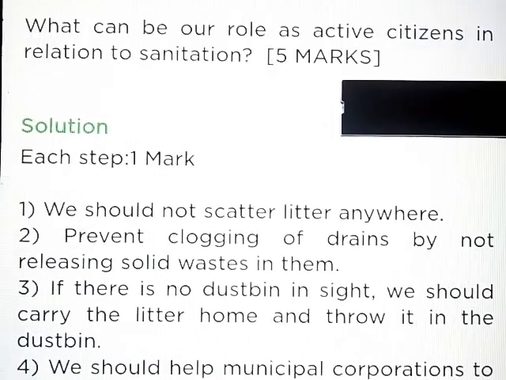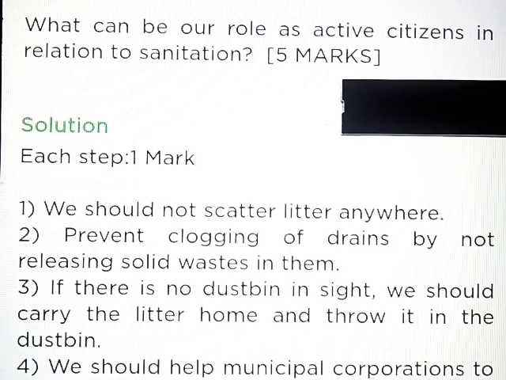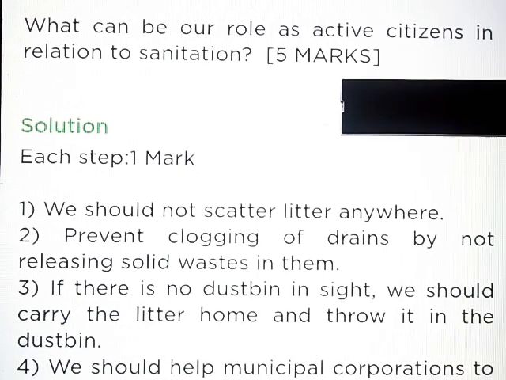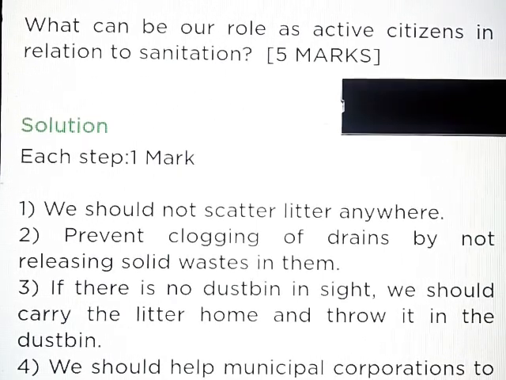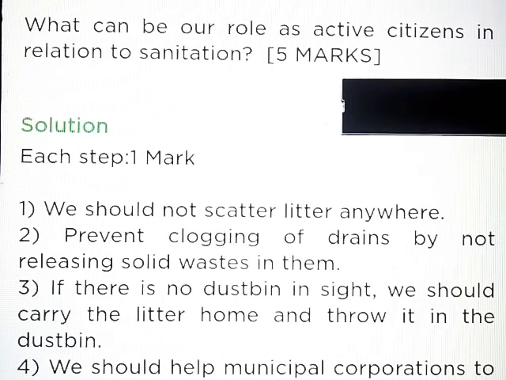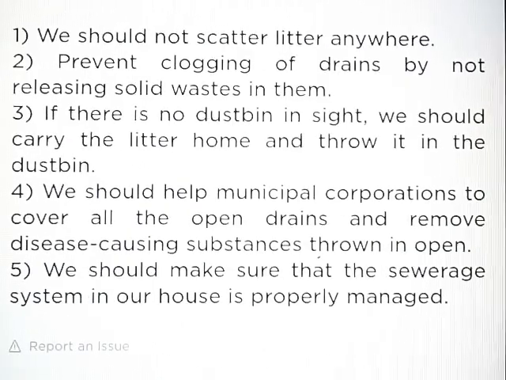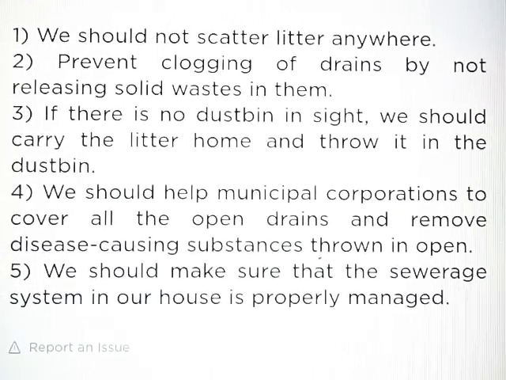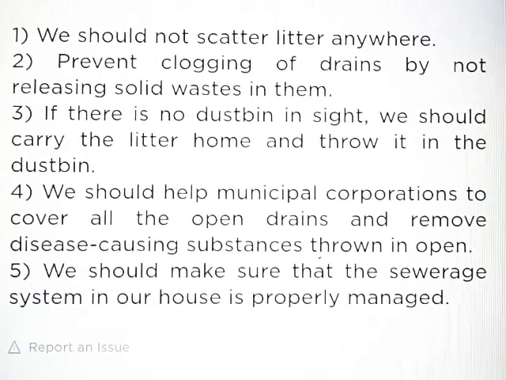Question number 14. What can be our role as active citizens in relation to sanitation? First, we should not scatter litter anywhere. Prevent clogging of drains by not releasing solid wastes in them. If there is no dustbin in sight, we should carry the litter home and throw it in the dustbin. We should help municipal corporations to cover all the open drains and remove disease-causing substances thrown in open. We should make sure that the sewage system in our house is properly managed.